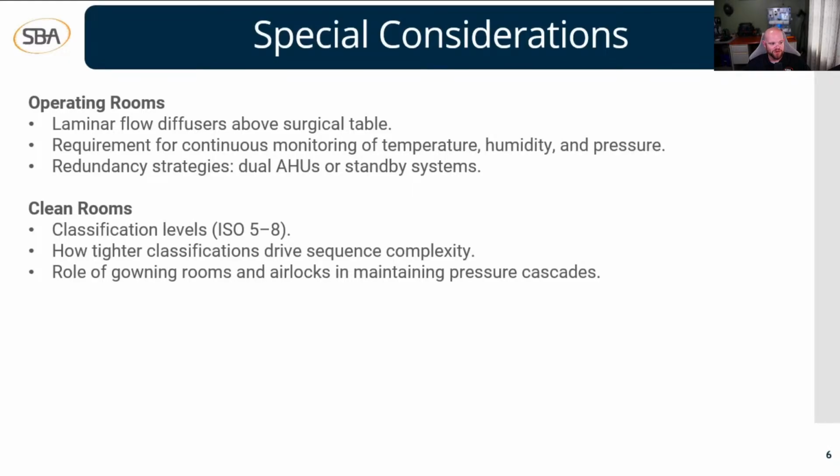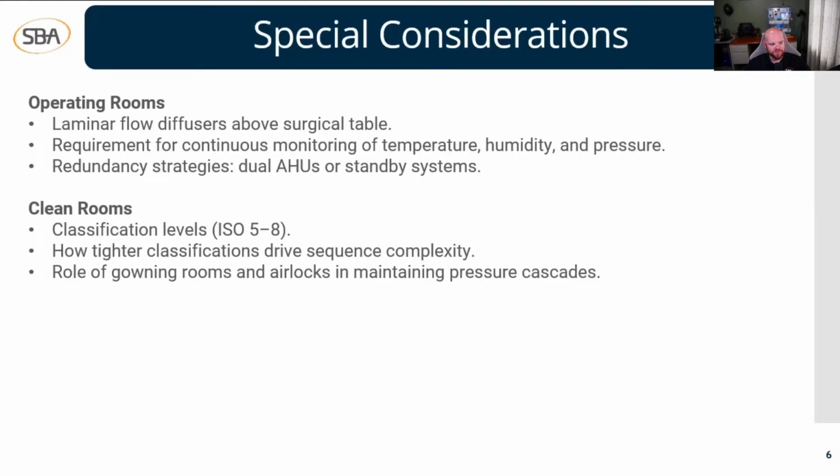Next thing we'll look at are our clean room special considerations. The first thing here is the classification levels. This ties back with the ISO 5 through 8 specifications. Then below that, we have how tighter classifications drive sequence complexity. The tighter the classifications on our sequence, the more complex they get, so it takes a little bit more time to set those up and get them right. So just be aware of those things.